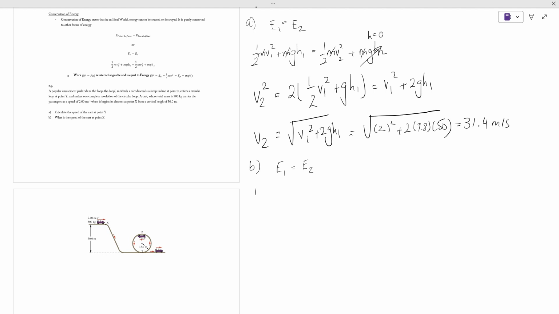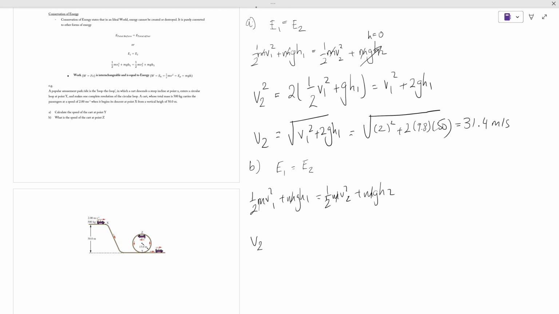So same thing again, you've got half mv squared. But this time your E1 will be at point X and your E2, your scenario 2, will be at point Z. So at E1, it's half mv1 squared plus mgh1 is equal to half mv2 squared plus mgh2. All right. So once again, you can cross out the m's, which is really handy. Cool. And now we're trying to solve for v2 again. In this case, I'll rearrange just for simplicity.